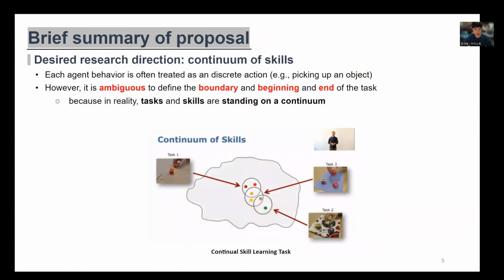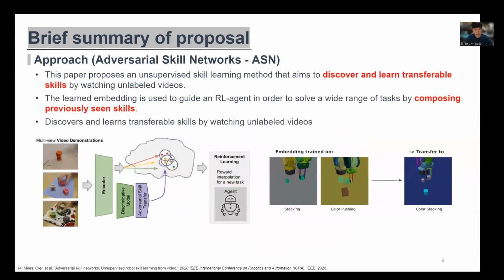In addition, in a typical robot learning task, each agent behavior is often treated as a discrete action. However, in reality, tasks and skills are continuously learned like humans. Therefore, the concept of a continuum of skills was introduced. ASN, introduced in the selected paper, proposed an unsupervised skill learning framework from video inputs. The learned embedding from ASN can then be transferred to learning unseen skills by an RL agent.